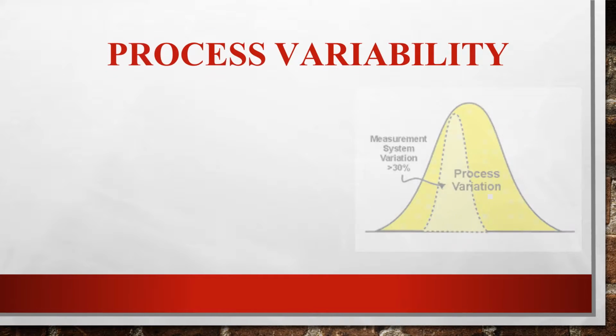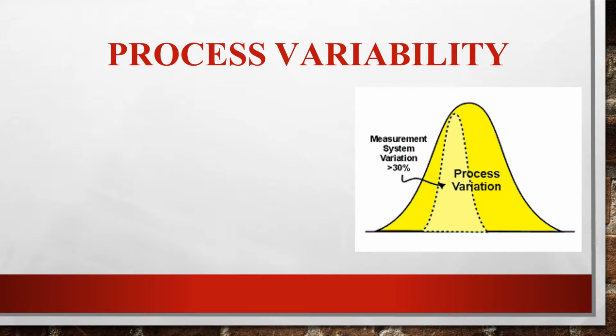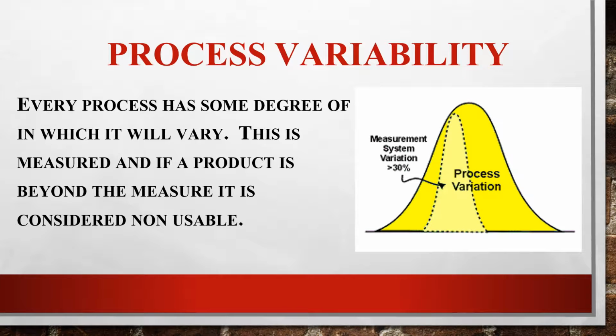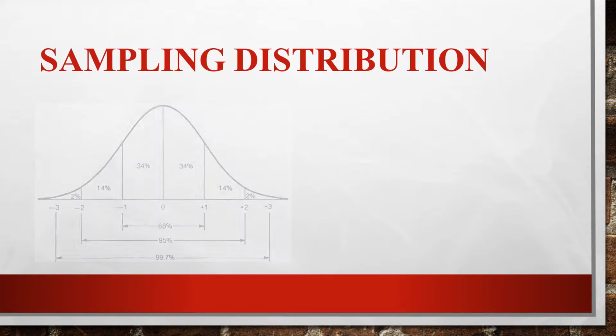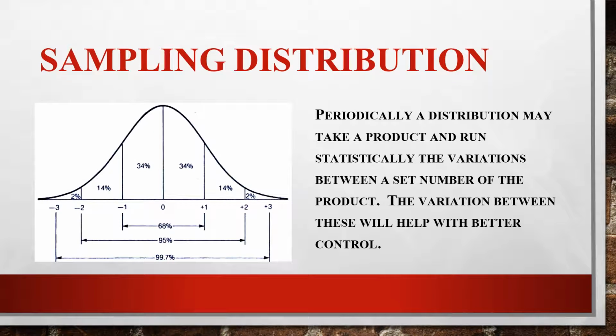Process variability. Every production has its variations. The amount of the variation will determine whether the product can be used or discarded. Sample distribution. Running multiple sets of a product, then comparing for variation will help determine the control variation of the product.